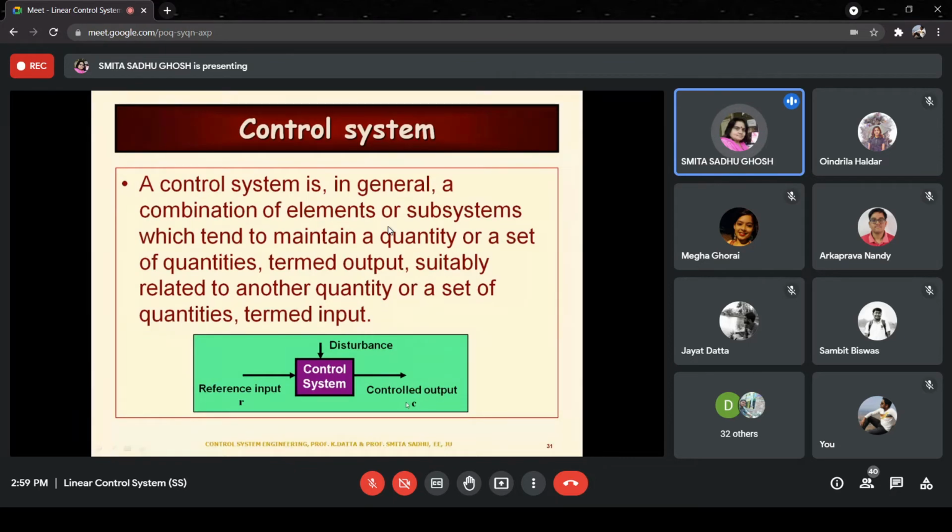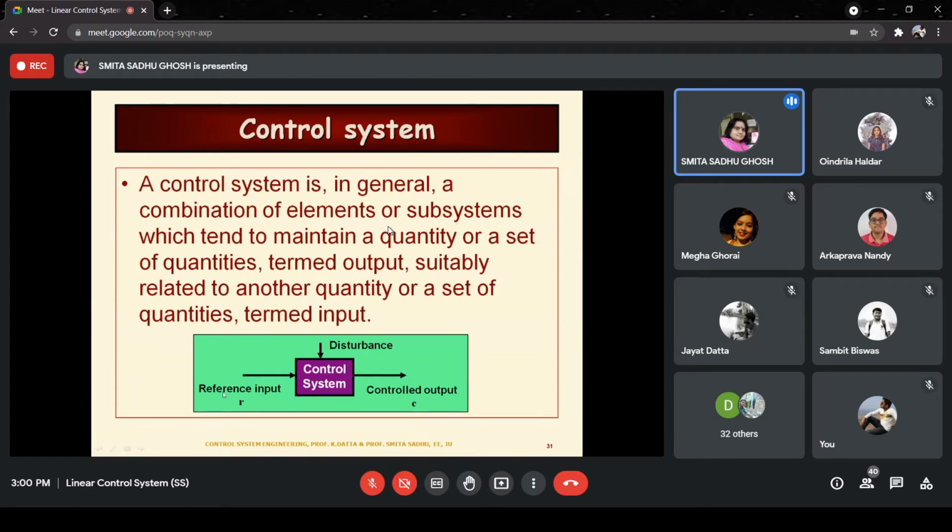In some books you find the output having the symbol Y. In some other books, I believe BC Co gives you the symbol C. Whatever you use, provided it is a standard one, there is no problem as far as I am concerned, but you should be consistent in what you are doing. So the controlled output is denoted as C. The reference input is denoted as R.